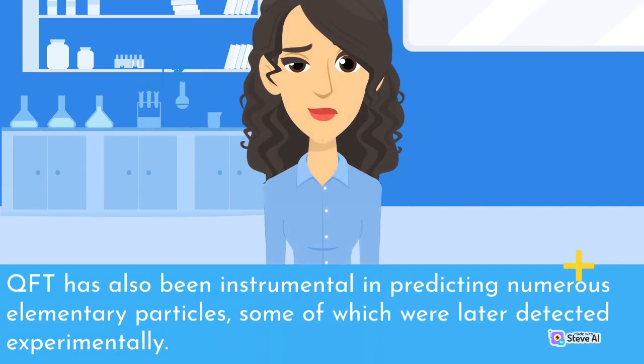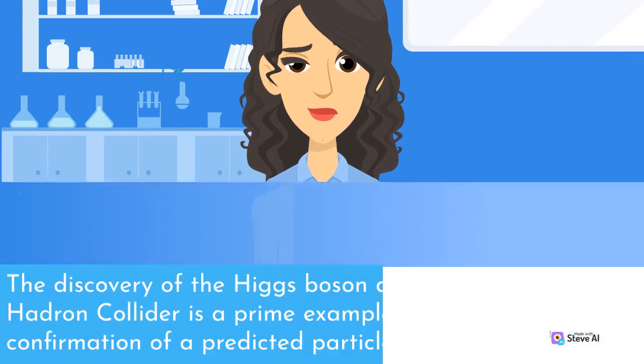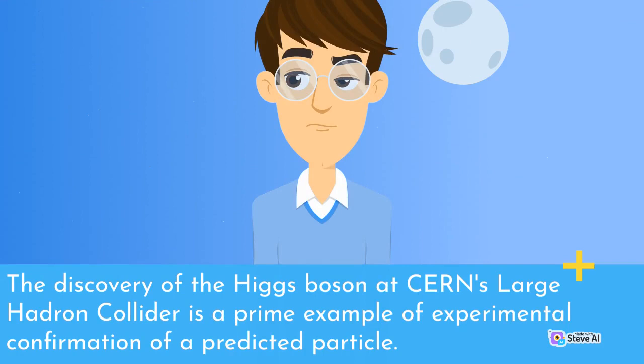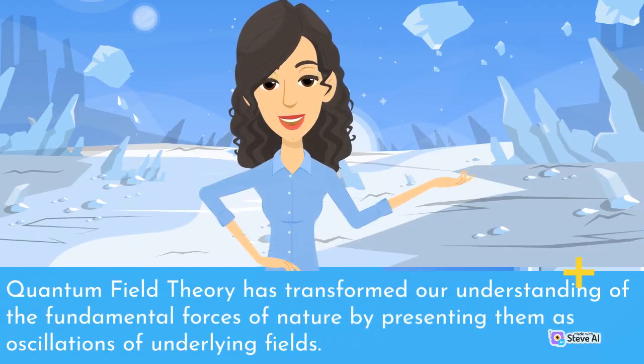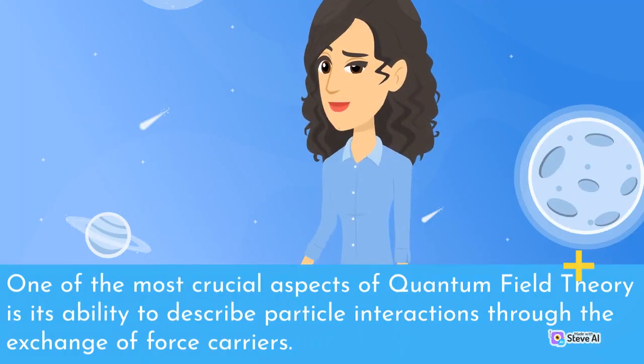QFT has also been instrumental in predicting numerous elementary particles, some of which were later detected experimentally. The discovery of the Higgs boson at CERN's Large Hadron Collider is a prime example of experimental confirmation of a predicted particle. Quantum field theory has transformed our understanding of the fundamental forces of nature by presenting them as oscillations of underlying fields. One of the most crucial aspects of quantum field theory is its ability to describe particle interactions through the exchange of force carriers.